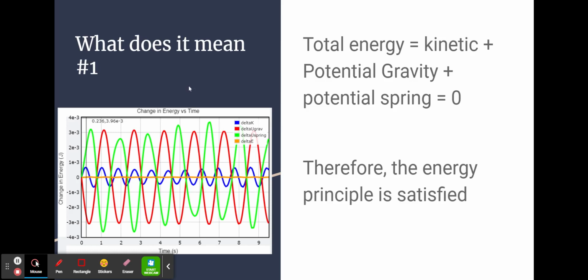Now, for the first reasoning question, is the energy principle satisfied? Well, we can see that the energy principle is satisfied because, as stated, our total energy change has to equal zero if it all cancels out because we put everything as our system. And we can see in our graph that our change in energy versus time, our delta E, meaning our total energy change, is zero.